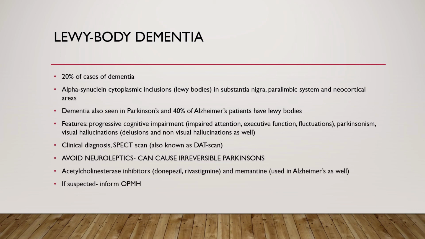You should avoid neuroleptics in these patients especially, so be very careful if you're suspecting this and they've previously been taking some antipsychotic medications, as this can cause irreversible Parkinson's. Acetylcholinesterase inhibitors actually have been found to be very useful in Lewy body dementia, and memantine, which also is used in Alzheimer's as well. And if you're suspecting it, call up old age mental health. They really love these sort of cases.